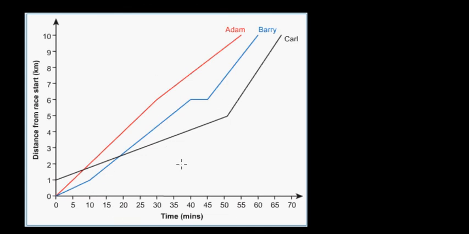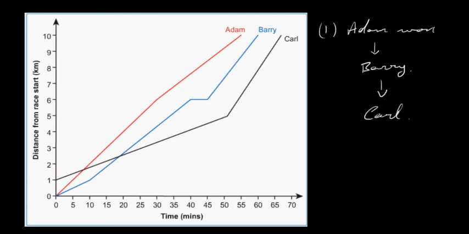Which one do you think will actually win? Well, this is time along here. So which person has finished the race, has done the 10 kilometers? Remember it's a 10-kilometer race along here. They all finished their 10 kilometers, but Adam here has done it in the fastest time. So we would say that Adam has won, okay? Followed by Barry, and despite the 1 kilometer head start, Carl has come in last, okay?